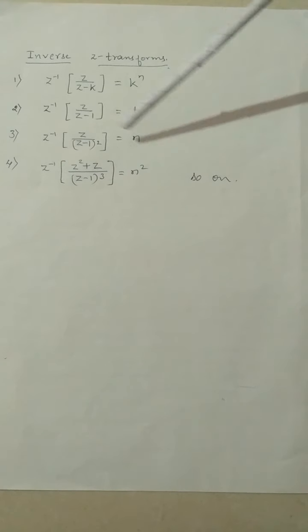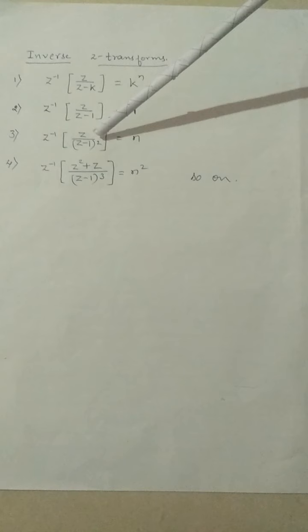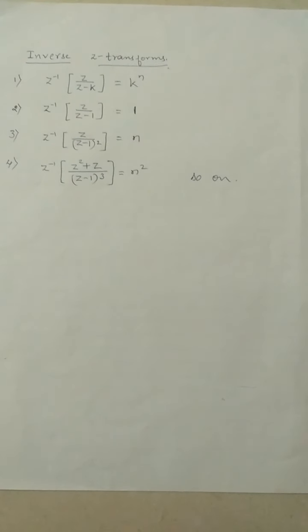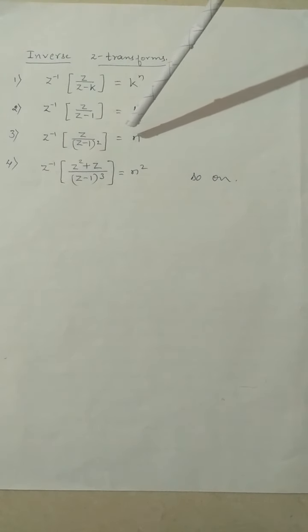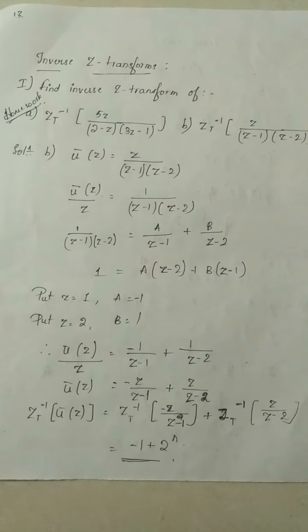And Z transform of n is Z upon Z minus 1 whole square. So inverse transform of Z upon Z minus 1 whole square is equal to n, and so on. Now let us solve problems based on inverse transforms. Find inverse Z transform of, first problem is inverse transform of 5z upon 2 minus z into 3z minus 1. Second problem is inverse transform of z upon z minus 1 into z minus 2. Let us solve the second problem first.